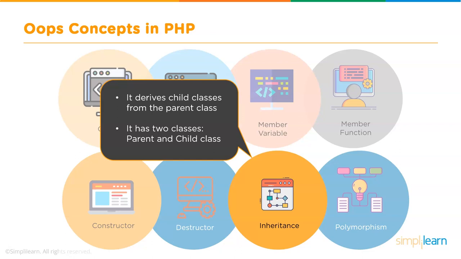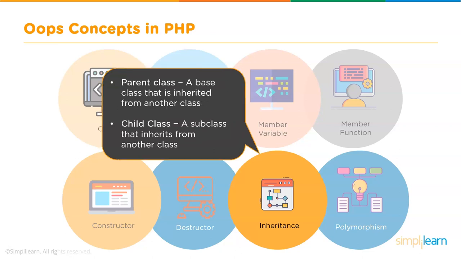So parent class is otherwise called a base class that is inherited from another class. And a child class is a subclass that inherits from another class. A child class can have subclasses and derived classes. Now let's have a look at the inheritance program. So the child class is derived from all the properties and methods from the subclass. In addition, it can have its own properties and methods too.